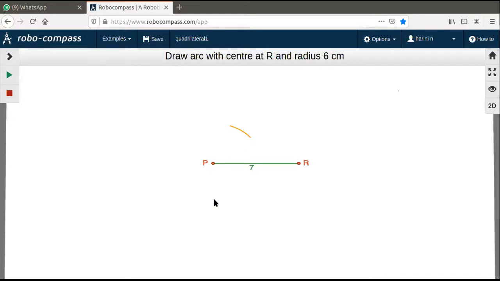What is the next step? Just now I have said, after this arc is ready, I should create the second arc. For that, what should I do? Ma'am, we should keep the compass at R, with R as center. Yes, with R as center. And how much radius should I take? Ma'am, a radius of 6 centimeters, cut the previous arc. So do that. That's the second step I'm doing now.